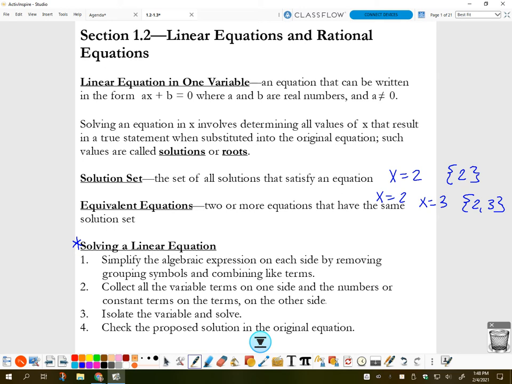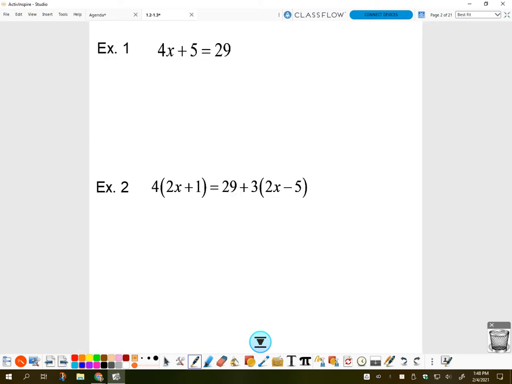Okay, so to solve a linear equation, you've been solving equations since like the 6th grade. So y'all are going to be fine. Here are some steps if you need to write those down. Alright, so 2 examples I'm going to walk you through and I'm going to give you a few to try. So I have something that looks like this. To get x by itself, we're just going to subtract 5. And then divide by 4. And we get that x is 6.